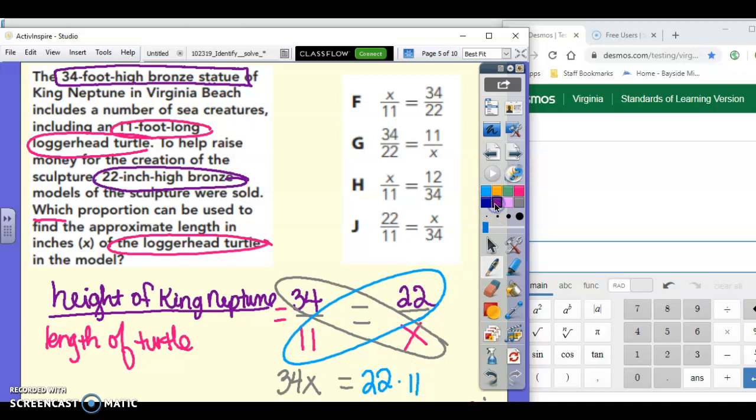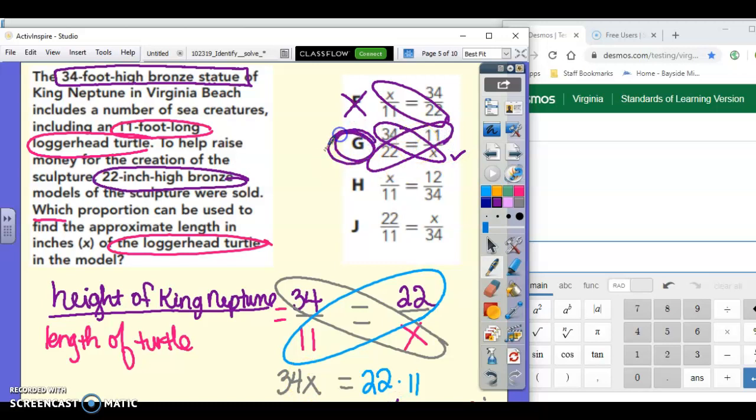So what I'm going to do is look and find which one of these is set up like my problem. So I look at the first one and it says X times 22. And that's not what I want. I want 34 times X. So it can't be this one because this says X times 22. So I look at the next one. This one has 34 and X, which is exactly what I want. And then the other side has 11 and 22, which is also what I want.